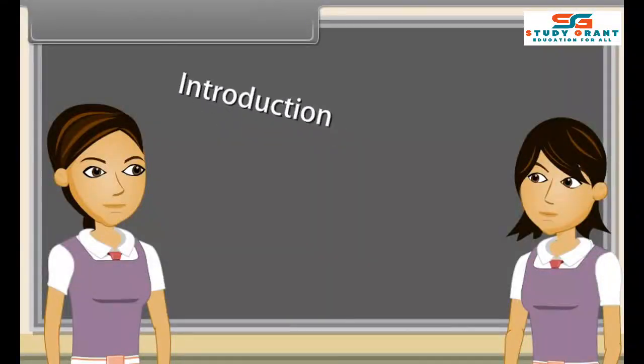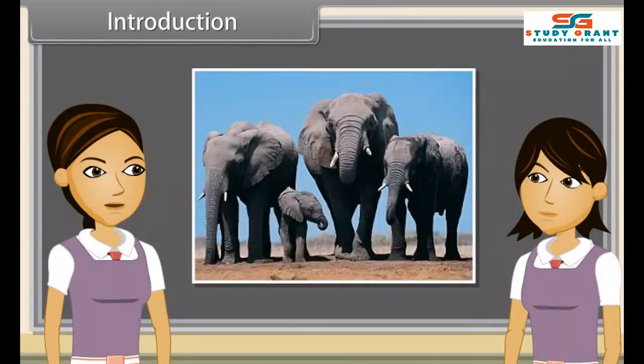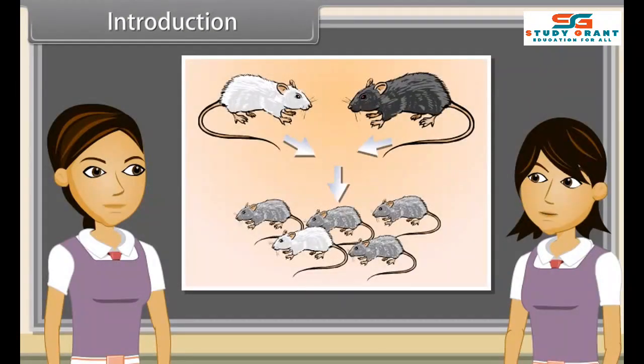Introduction. We know that reproduction is the ability of all organisms to produce young ones similar to themselves in most of characters. Yes, we can also say the process by which species is continued is called reproduction. Objectives.